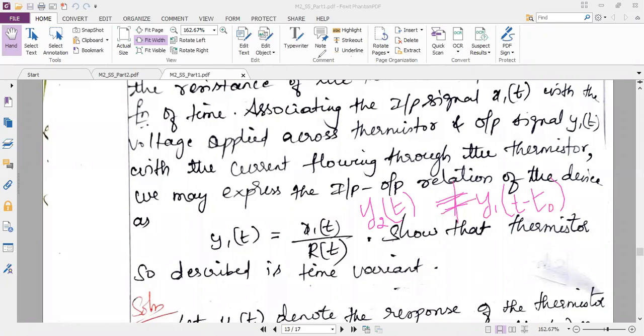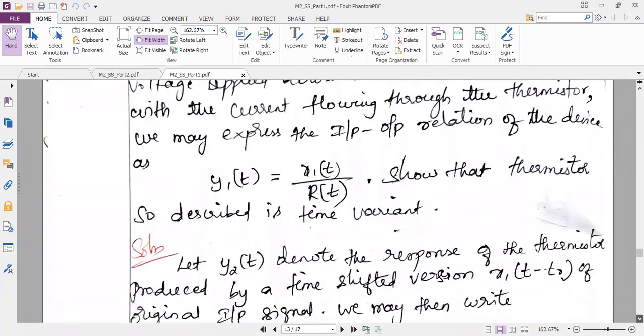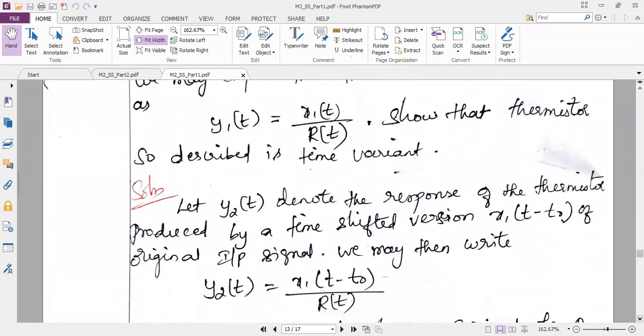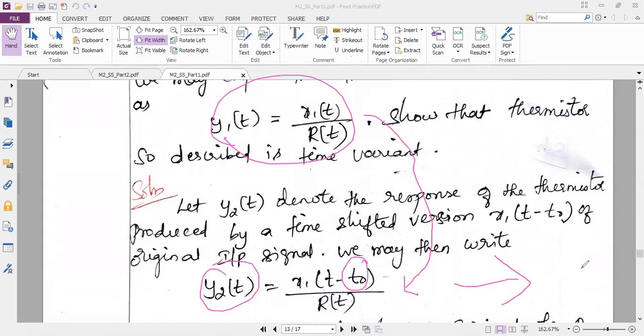So to follow the steps, as usual, I need to calculate y2 and I need to calculate y1 of t minus t naught. You know how to get y2 of t, like in the previous problem. I will get the new output y2 of t when my input is shifted by t naught seconds. So if my input is shifted by t naught seconds, then I can write my output y2 of t as per this equation: x1 of t minus t naught divided by r of t. So this is my equation 1.